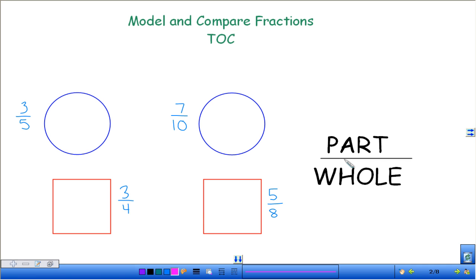In your table of contents, you need to put model and compare fractions. So the benchmark that we take is going to be over modeling, so drawing them like we did with decimals, and comparing them using our greater than, less than, or equal to symbols.